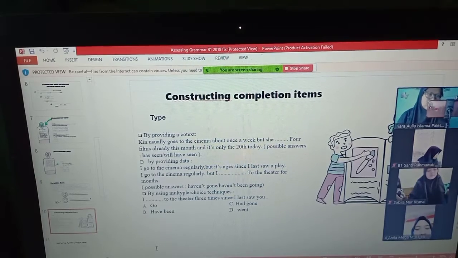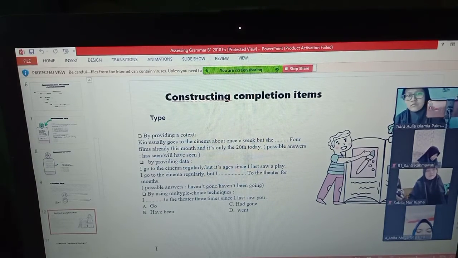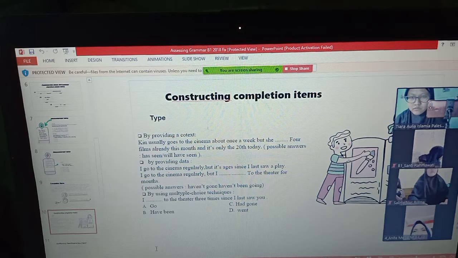Okay, there are three types of constructing completion item. The first one by providing a context. For example, Kim usually goes to the cinema about once a week, but she for films already this month, and it's only the 10th today. Jadi di sini possible answer-nya adalah has seen and will have seen, karena menunjukkan suatu kejadian di masa lampau dan diperkirakan di masa yang akan datang masih bisa terjadi.